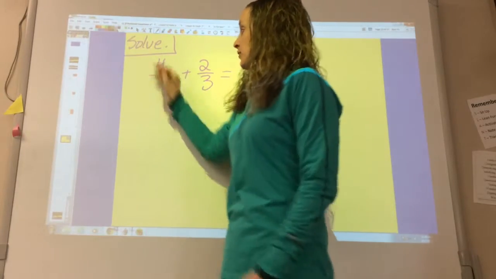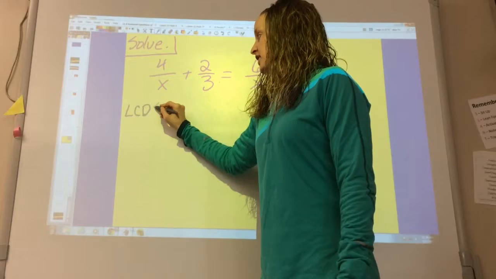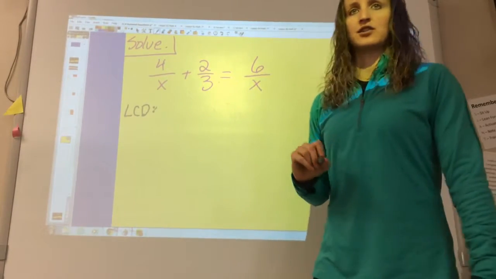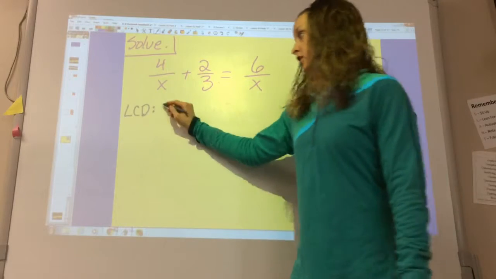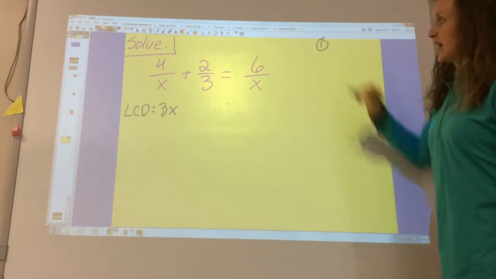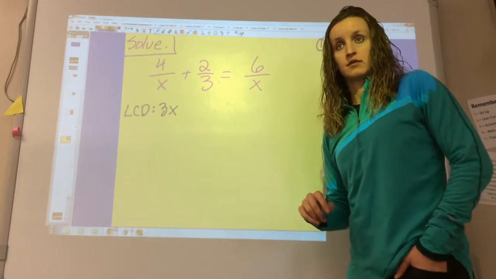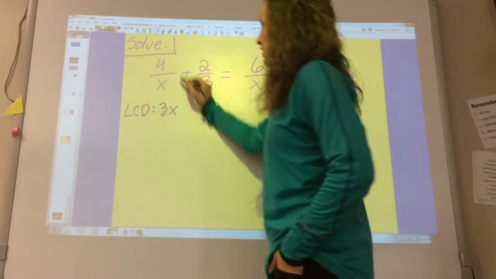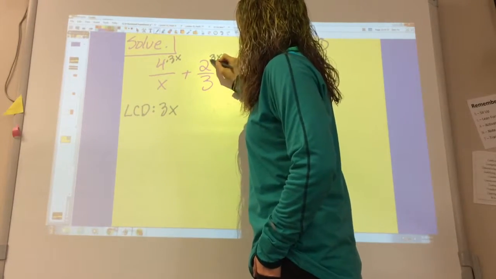And our first step from yesterday is figure out the what? LCD. And I like a lot of times that you guys write down the LCD. What is the LCD between x and 3? 3x. Sweet. So then if we follow our steps from yesterday, what was our first step other than figure out the LCD? Yeah, write it on top. Multiply everything by your LCD. That is your first step.